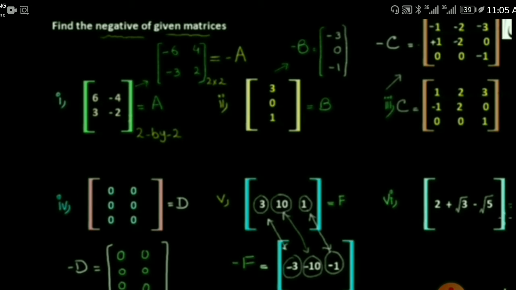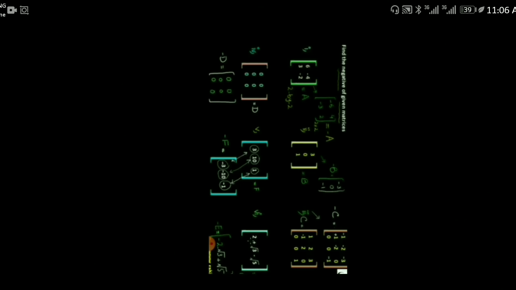In the last example, we can see that its order is 1 by 1 because it has one row and one column, because you can see it's single entry. 2 plus k root of 3 minus k root of 5 is single entry. If this matrix is E, negative of E will be minus E. So I'll be changing sign of every entry, and there was a single entry in it, but I will be changing sign of this single entry because it's complete: minus 2 minus k root of 3 plus k root of 5.